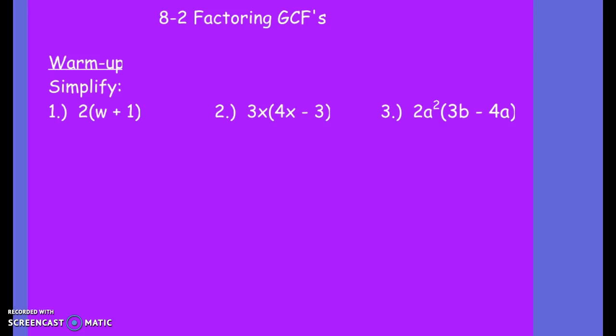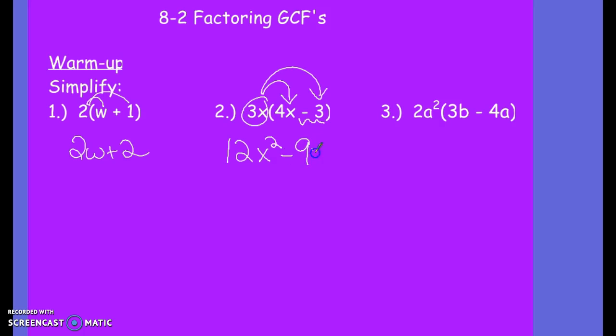Now we're going to factor out GCFs. So take a minute, do the warm-up. You're going to be doing some distribution like you did in Chapter 7. Number 1, when you distributed the 2, you should have had 2w plus 2. Number 2, when you distribute 3x times 4x, you have 12x squared. 3x times negative 3 is negative 9x.